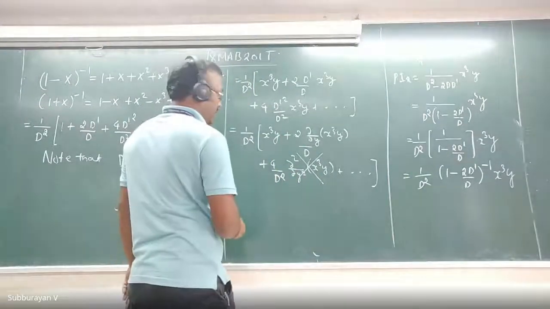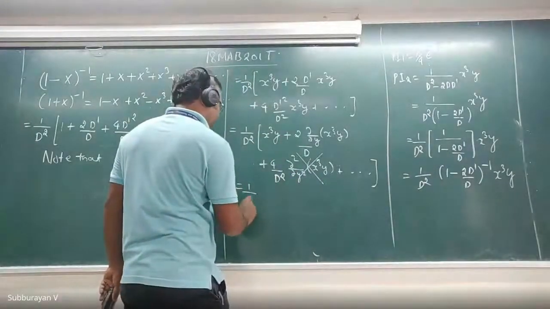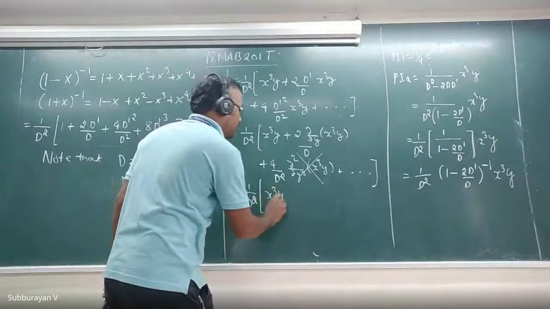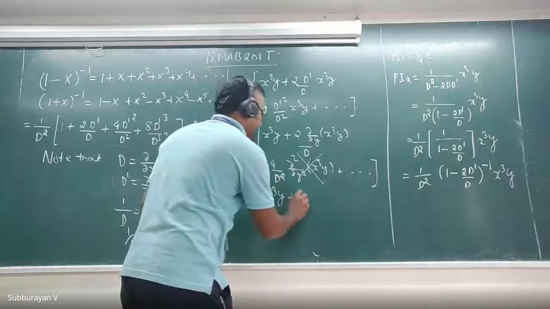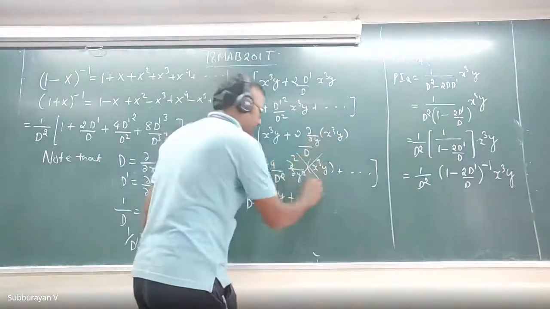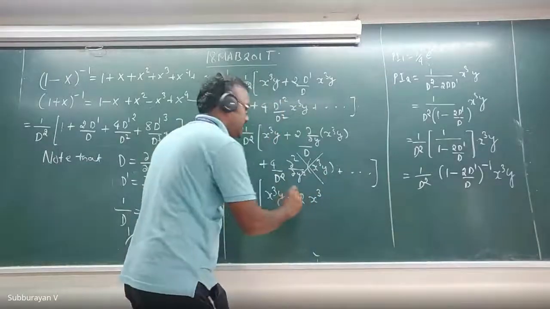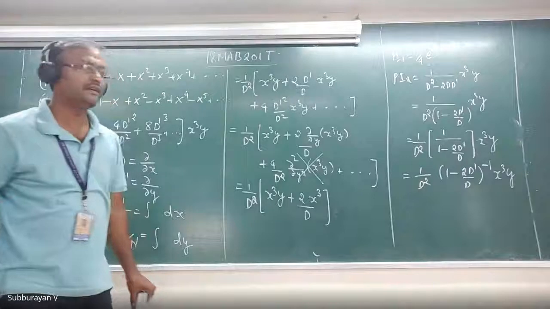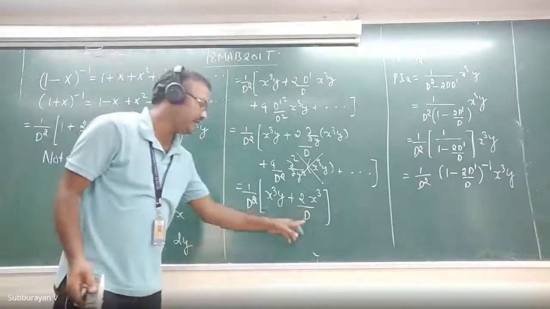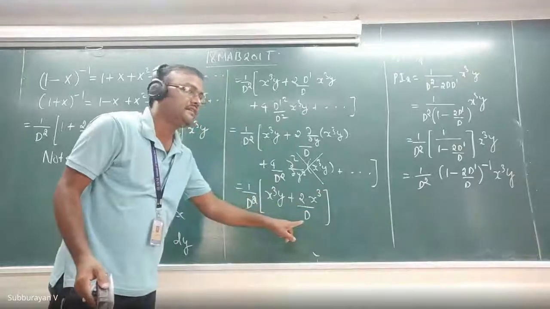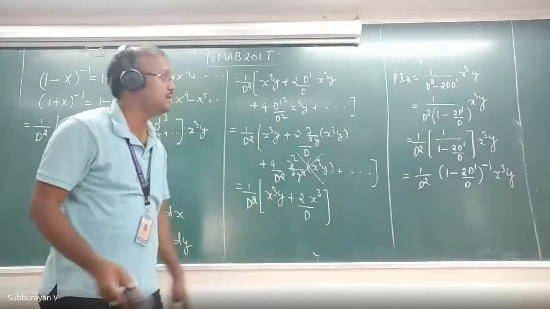Fine. Now this is equal to 1/D² into x cube y plus 2 into, what is the differentiation of this with respect to y? This is simply x cube, right? Divided by D. As I told you, we have 1/D here. Therefore, we have to integrate this function with respect to x.